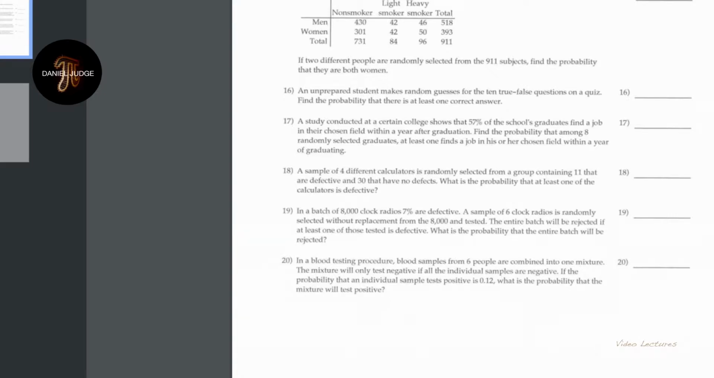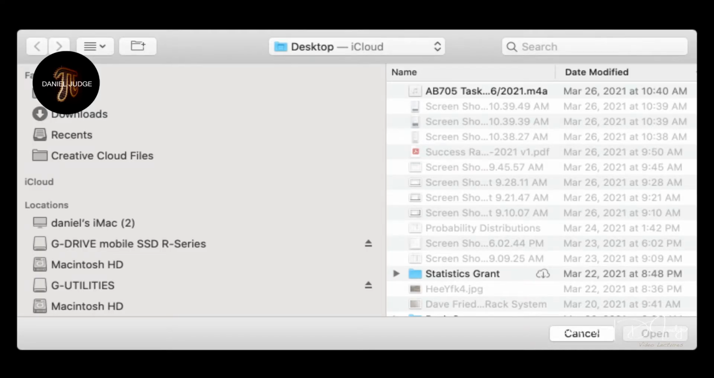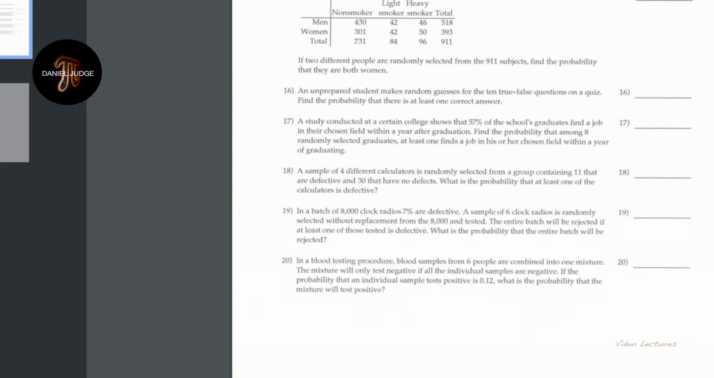So this is a very common testing procedure. And what they're saying is blood samples from 6 people are combined into one mixture. So I'm going to take a look here and kind of draw a picture of what they want you to do here. So let me go back to this browser. I'm going to get the iPad up and running. And here we go.